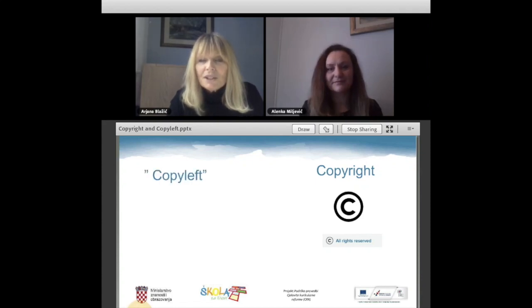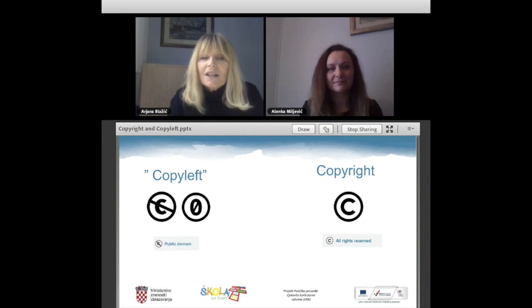On the opposite side of copyright, there is the public domain, often referred to as copyleft. The public domain consists of all the creative work to which no exclusive intellectual property rights apply because the rights have expired or the author has dedicated their work to the worldwide public.